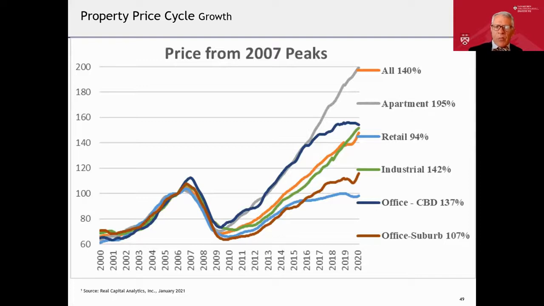If we look at where prices are today versus the peak in 2007, on average, we're 40% higher than we were in 07. Apartments are 95% higher. Retail hasn't quite gotten all the way back yet. Industrial is 42% higher. CBD, or central business district office, is 37% higher, and suburban office only 7% higher. So we can kind of judge how things are going from that standpoint.